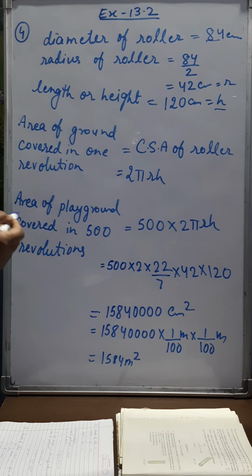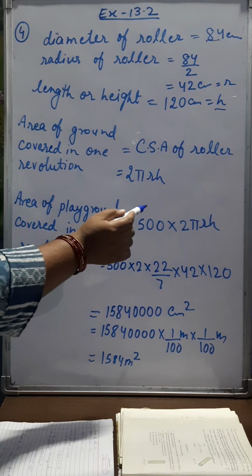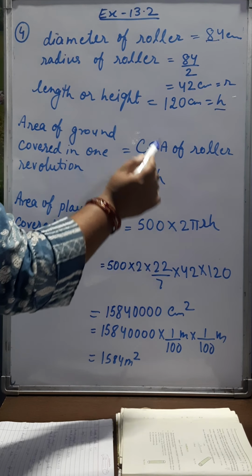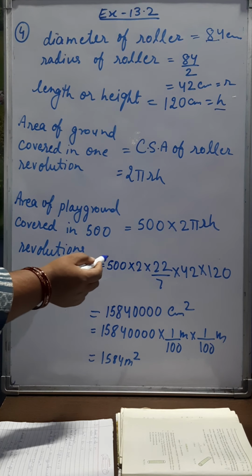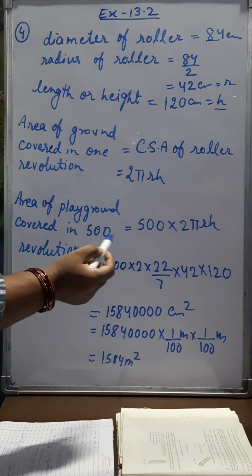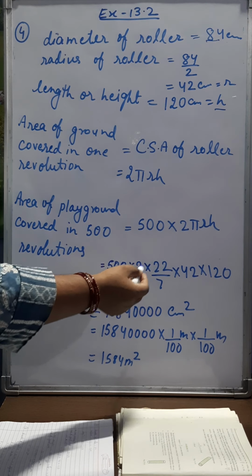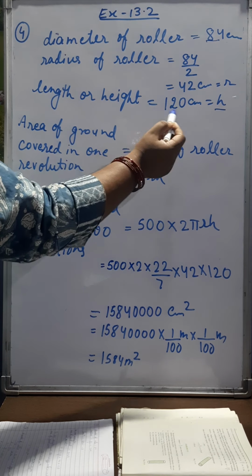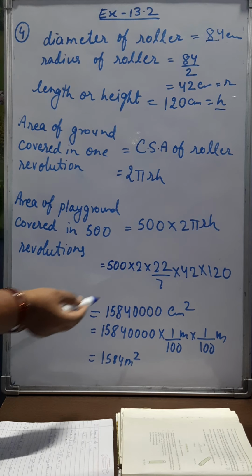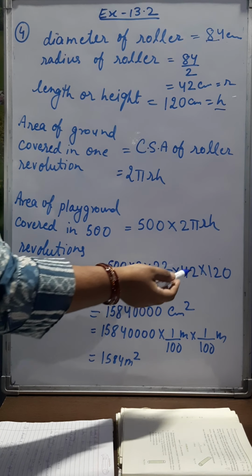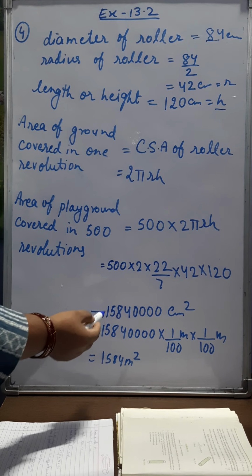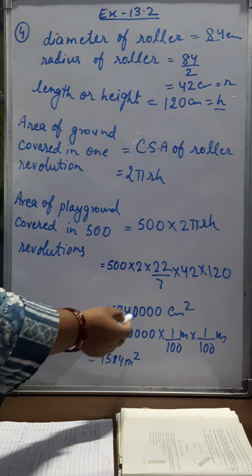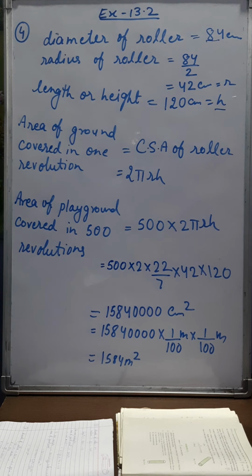So, in 500 revolutions, how much area of the playground will be covered? It is 500 multiplied by 1 time the curved surface area of the roller. So here I have multiplied 500 with the curved surface area. So, 2 pi RH, 2 into 22 by 7, the radius we have calculated is 42 cm, and the height or length of the roller is 120 cm. When you calculate it, you will get 1584 and 40 centimeters square.